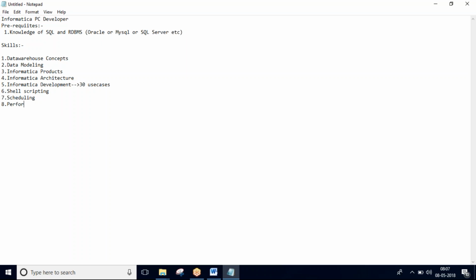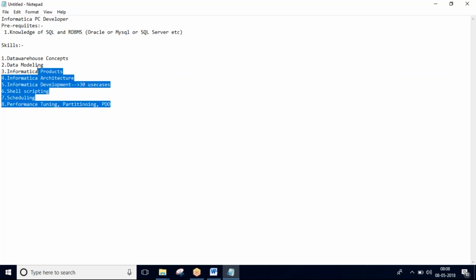And the next one is performance tuning. Performance tuning is again about 2 hours we're going to spend, understanding the theoretical way of tuning. Along with it, within performance tuning only, we are going to talk about partitioning, and you also call it pushdown optimization. So this is about how we define the skills that we are going to learn.